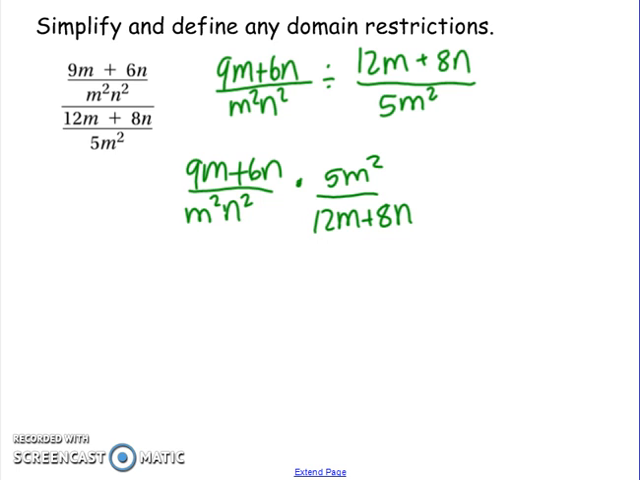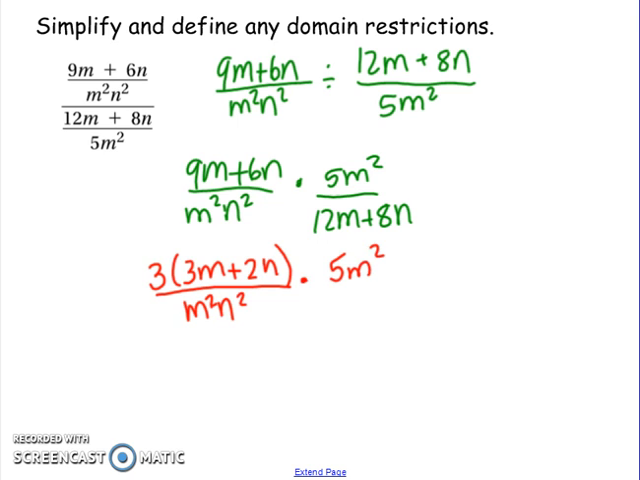Now we can factor. We can take out the 3, and we're left with 3m plus 2n. On the bottom, we have m squared n squared. The top is 5m squared still. On the bottom, we can take out a 4, and we have 3m plus 2n.